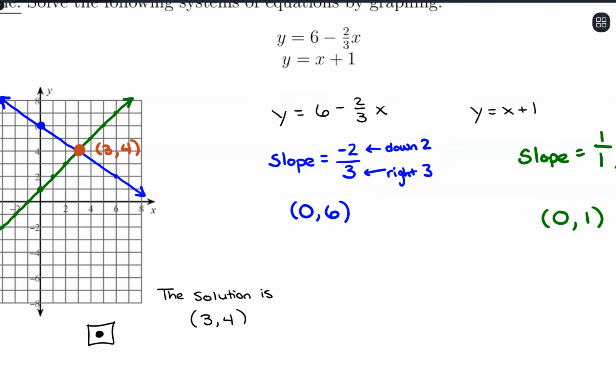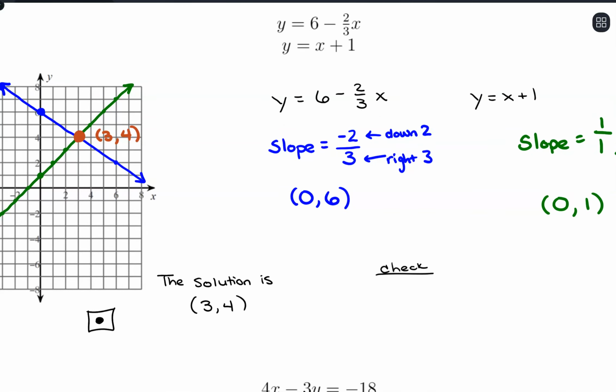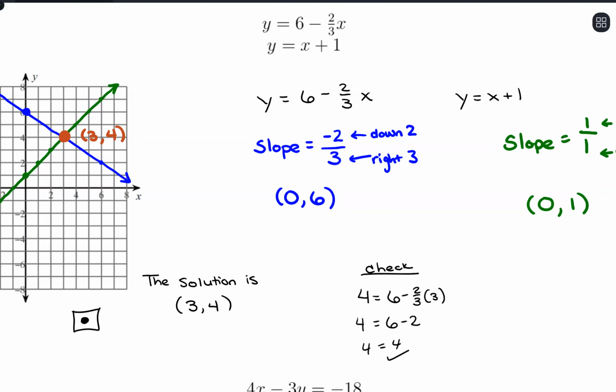And to do that, what we would do is plug it in to both of the equations to make sure that we are correct. So we're going to check this (3, 4). So let's look at 4 equals 6 minus 2/3 times 3, which would be 4 equals 6 minus 2, which is 4 equals 4. So it works for one of the equations, but for this to be a true solution, it has to work for both equations.